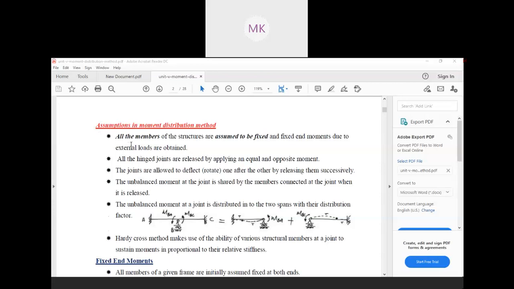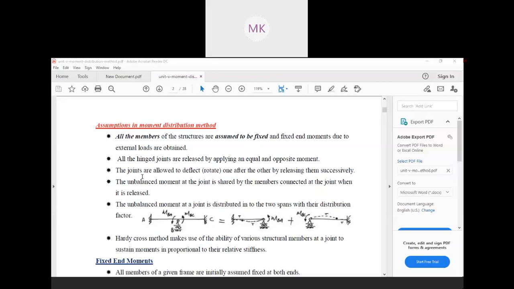The first is that all the members of the structure are assumed to be fixed, and fixed end moments due to external loads are obtained. According to this assumption, we need to assume all the supports to be fixed. If there is a hinge or roller, we need to assume that also as a fixed support. Then all the hinge joints are released by applying an equal and opposite moment. This is the second assumption.